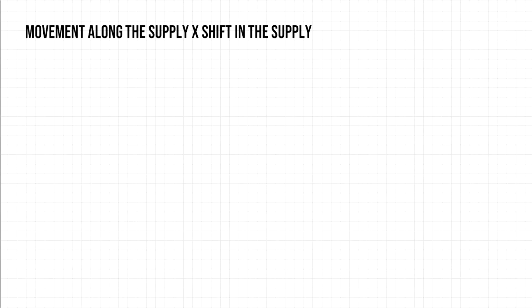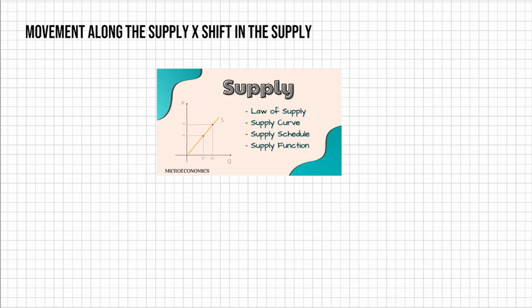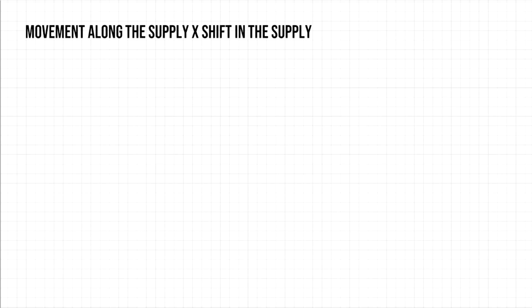In today's class, we're going to continue our discussion on the supply of a good or service. If you haven't seen our first video on the basics of supply, I'll leave a link for you in the description below. Today, we'll see the main factors that shift supply: the price of inputs, technological advancements, expectations, and the price of goods from the same production plant.